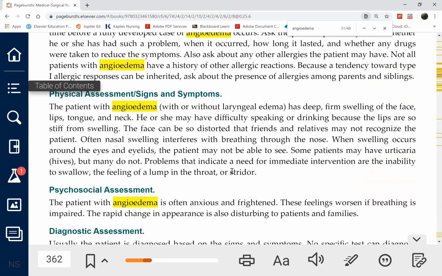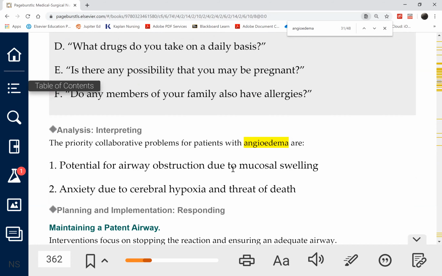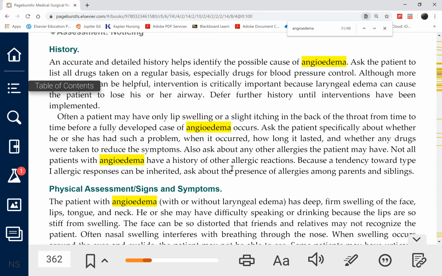All right, let's go now to the manifestations. So you have these swellings, including lip swelling.